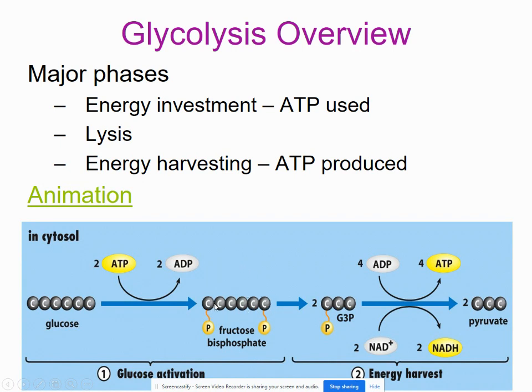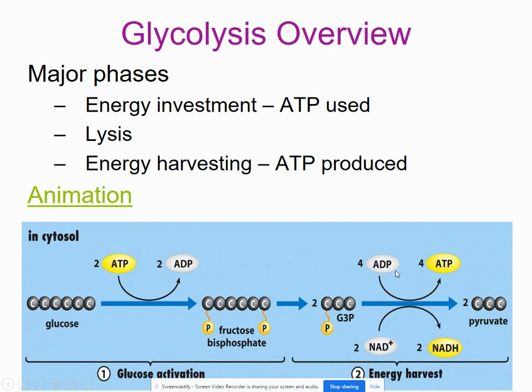And then that is quickly split. It actually becomes very unstable, and it is split into 2 molecules we're going to call G3P. So this is a triose phosphate. So there's triose for 3 carbons, and on the 3rd carbon we have a phosphate. So we have 2 triose phosphates now.